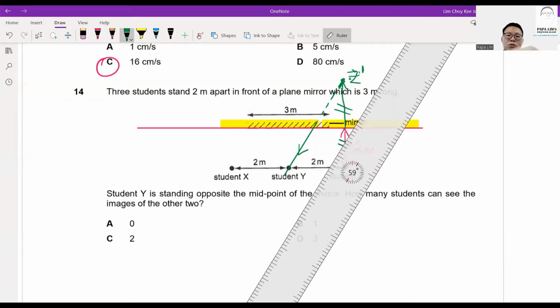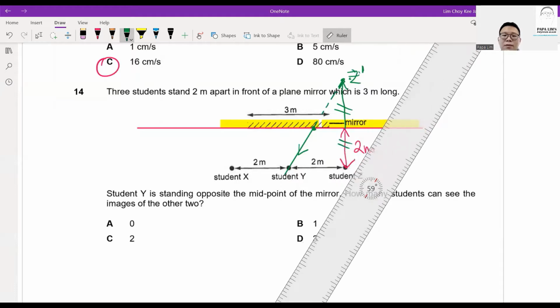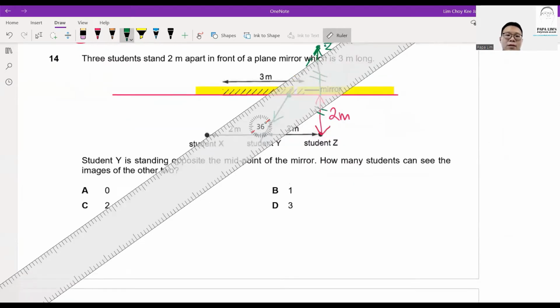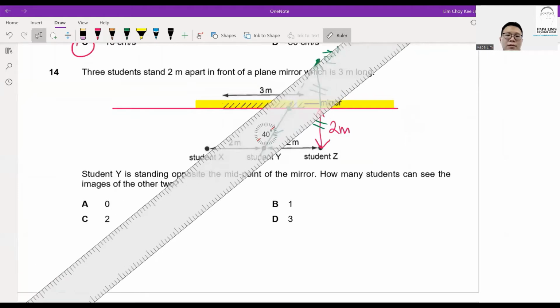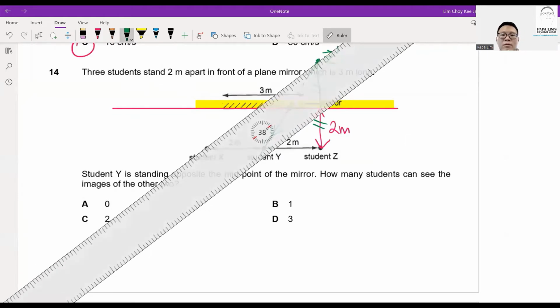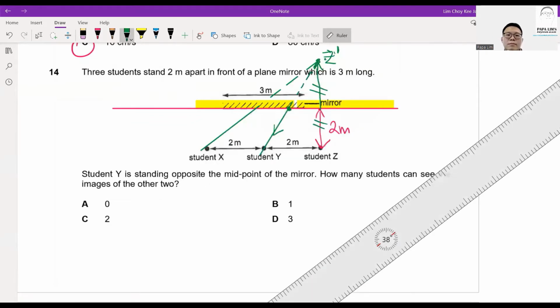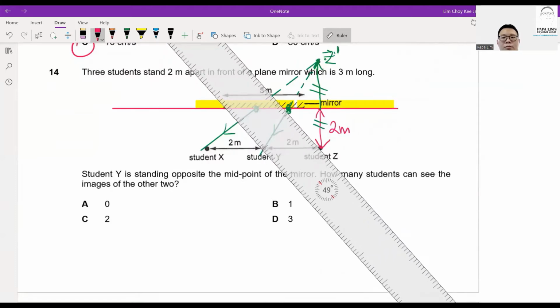So student Y should be able to see student Z because that ray hits the mirror here. It's part of the mirror. Similarly, if you look at image Z, X is able to see Z through this light ray. So X and Y can both see Z, because the point of incidence is actually on the mirror itself. If you complete the light ray, this is what the light ray looks like.